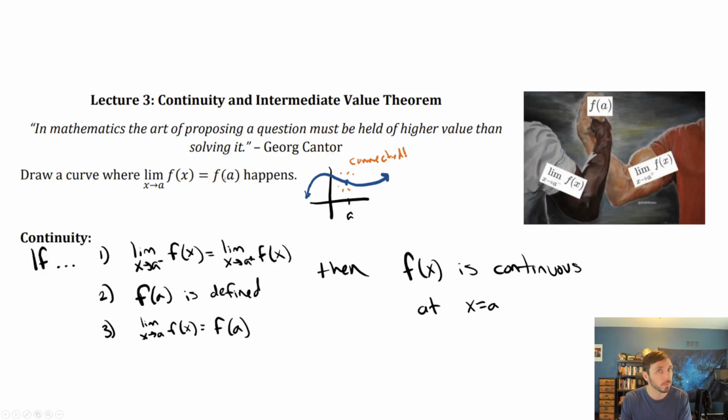There are more formal definitions of this, but for differential calculus or Calculus 1, this is adequate. If I ever want to justify continuity, this is how we do it. We show that the limit coming in from the left is the same coming in from the right. We say that the function evaluated at a is defined. And then we also say the limit is equal to that defined value. When this happens, then we're continuous at that moment.